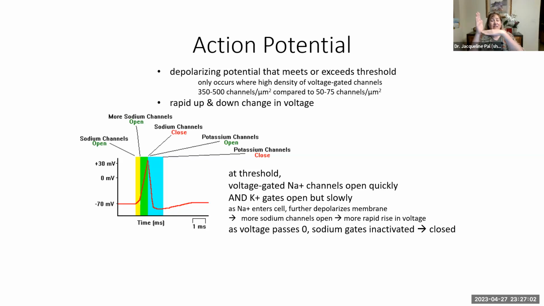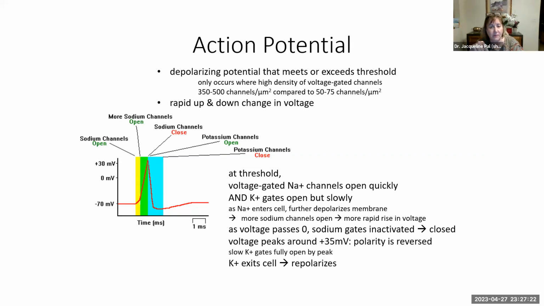Now, as it passes 0, that voltage actually inactivates the sodium channels and they start closing, but they don't all go woof at the exact same time. They close slower than they open, so that we actually shoot past a neutral 0 millivolts and go up to about a plus 35. Once we're greater than 0, we know our polarity is reversed. Those slowly opening potassium gates are now fully open by the time we have reached the peak of plus 30.